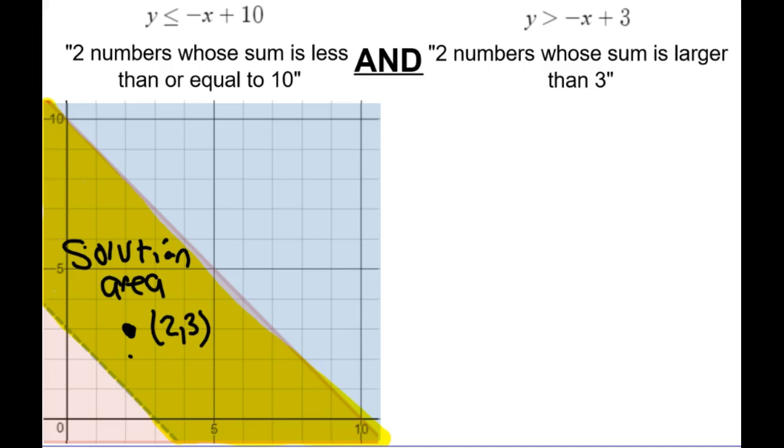And that will conclude this video. Be sure to take a look at the second part of this video, which talks about more specifics on how to graph systems of inequalities.